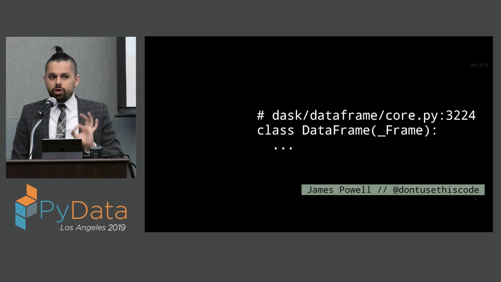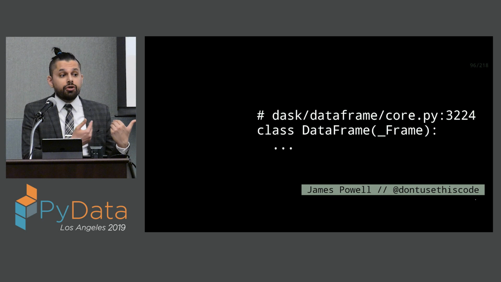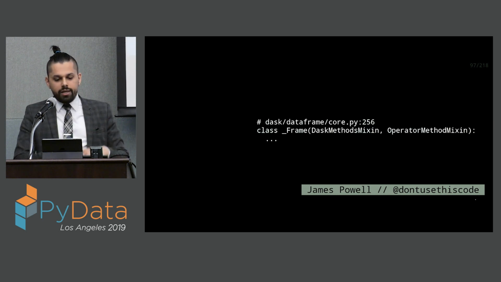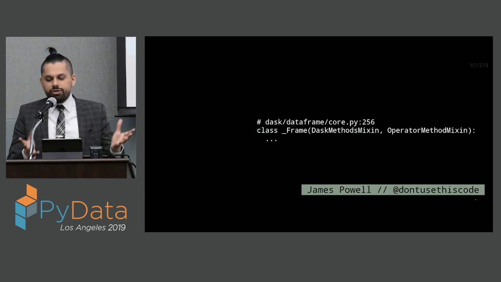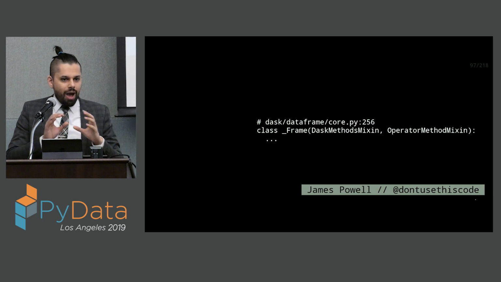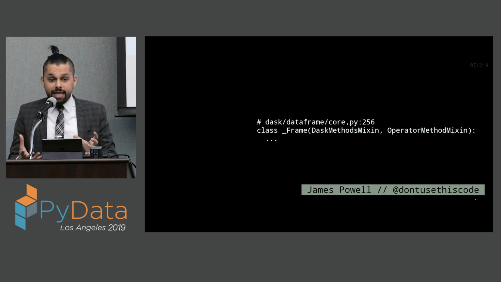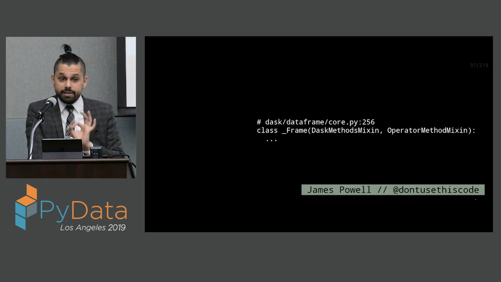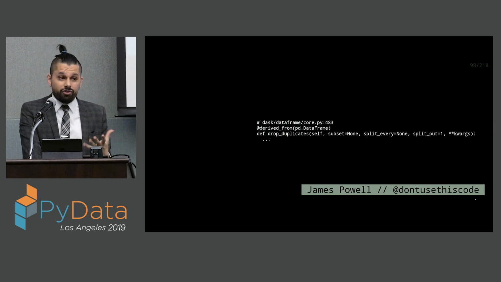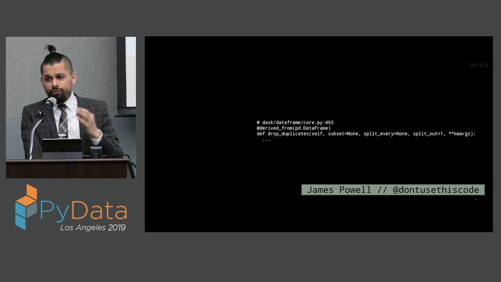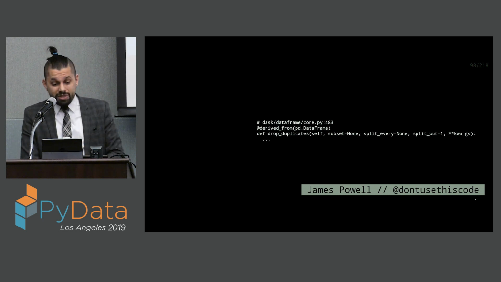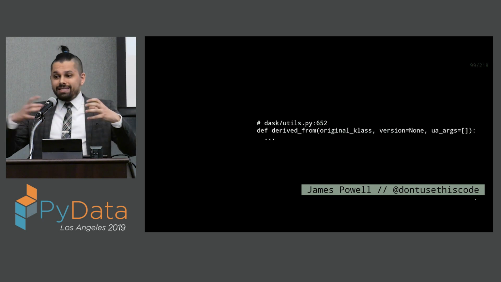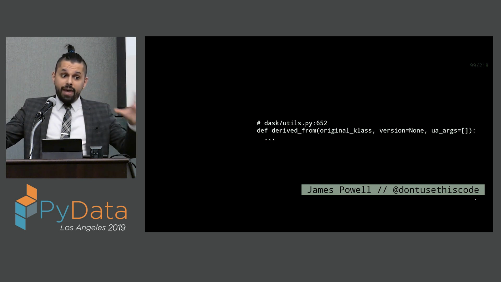If we looked at the source code for Dask itself, we'd see that Dask has a data frame object and inherits from an underscore frame type that they give you. And if you look at that underscore frame, you'll see that it inherits from some other mixin types, but there's no actual view of the pandas data frame in this code at all. In fact, if you look through this code, the only place you'll see the pandas data frame referenced is in a decorator called derive from that seems to be mostly used for the purposes of either testing or documentation.